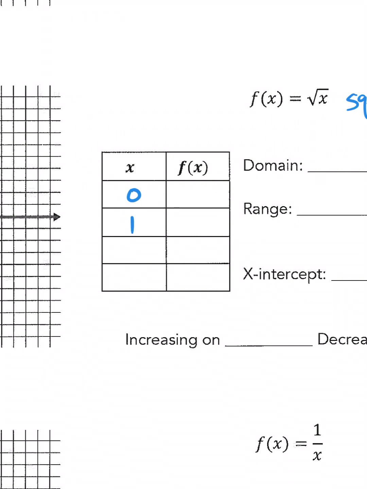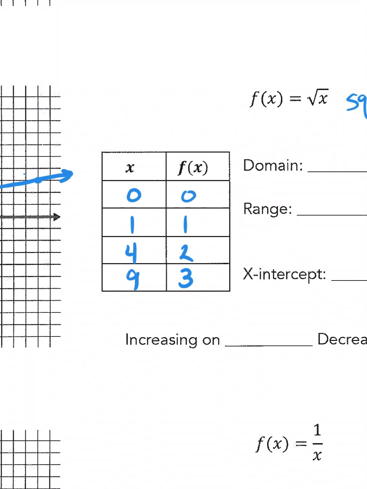What's the next good number after 1 to pick? 4, and then 9. Square root is 0, 1, 2, and 3, correct? Let's graph this guy. 0, 0, 1, 1, 4, 2, and 9, 3. So this guy is going to look like this. So there is a domain and a range restriction here, isn't there? This is not the same type of function.